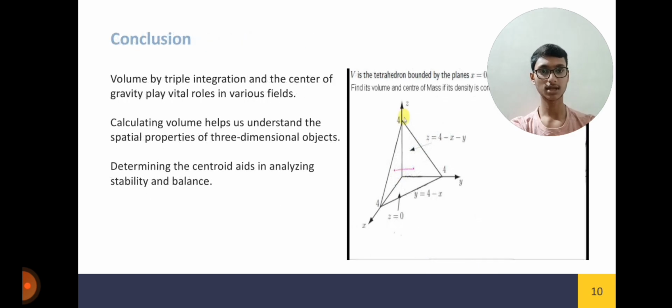So therefore, the conclusion is that volume by triple integration and the center of gravity play vital roles in various fields. Calculating volume helps us understand the spatial properties of three-dimensional objects. Determining the centroid aids in analyzing stability and balance.